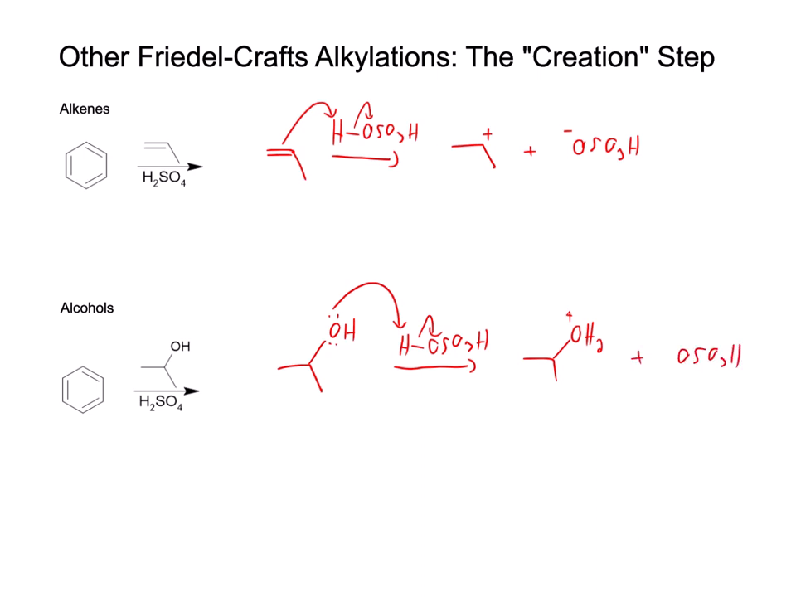So now we have that molecule with OSO3H, and the OH2 plus is going to leave, which of course is going to give us H2O, an electrophile, which is a secondary carbocation in this case, and our base, OSO3H negative. And once again, we can plug in that electrophile and that base into the generalization step of our Friedel-Crafts alkylation.